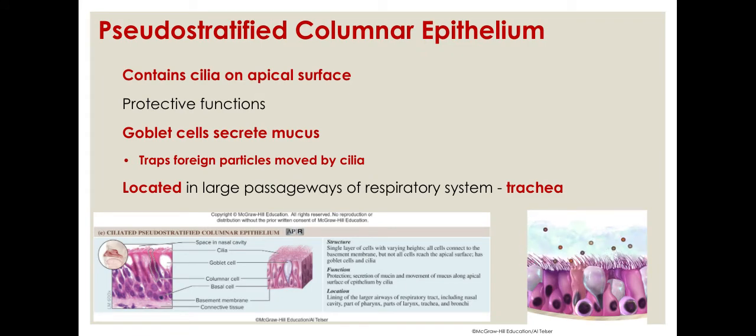Where are we going to see this? A lot of it will have the apical surface covered in cilia. Again, it will have these goblet cells that can release mucus to trap foreign particles. And we find this in large passageways in your respiratory system. So think like the trachea. And that's really going to have that mucus there and the cilia beating in order to trap particles that we don't want getting into our lungs.